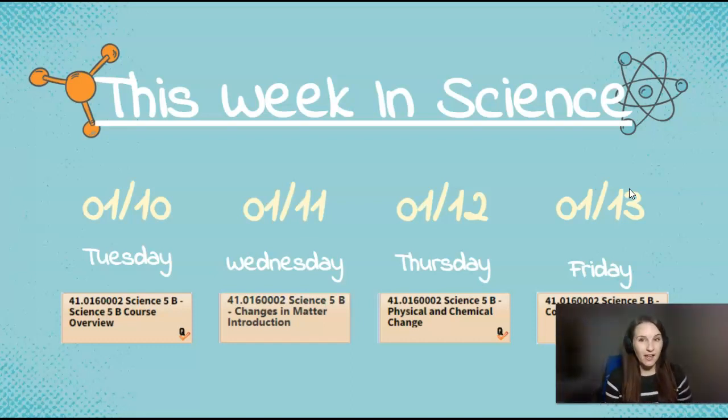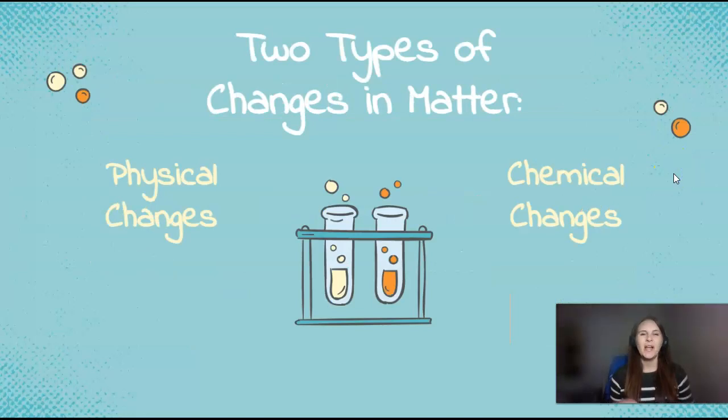On Tuesday, you did sort of an introduction to our entire semester B in science and had a quick check. On Wednesday, you had an introduction to our first unit, which is all about changes in matter. And then today, we are going to talk about physical and chemical changes and have a quick check with that one. And finally, on Friday, you'll learn a little bit about conserving mass and have a quick check for that assignment. Okay? So let's go.